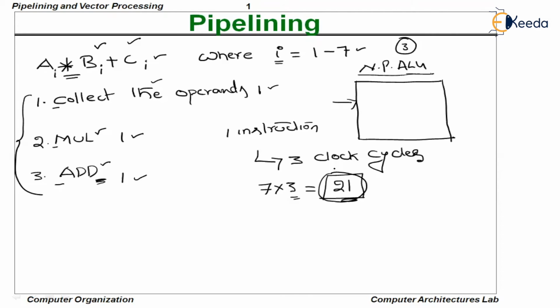Now let us implement a pipeline. Let us design a pipeline with 3 stages, in which each of these operations will separately be performed in a different stage. How? Well, let us have a look.